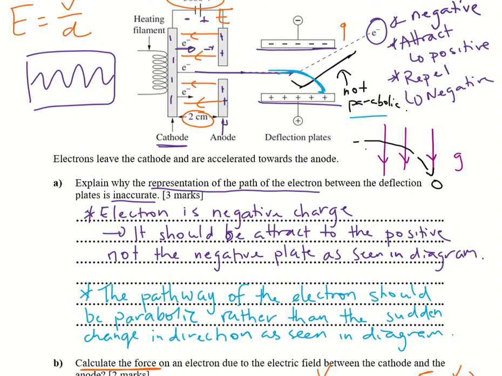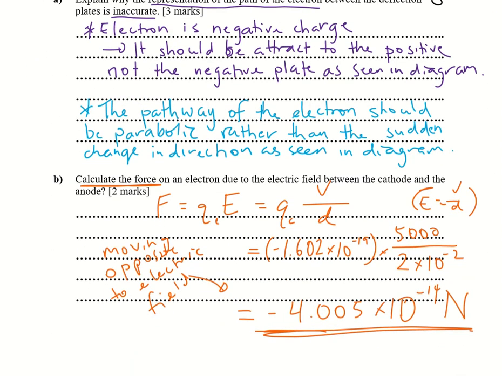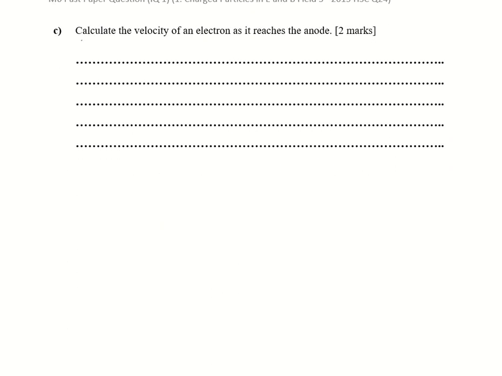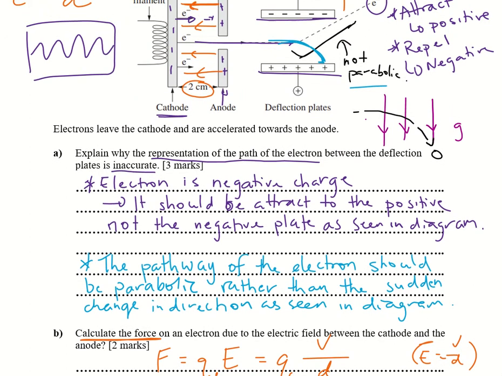Just to help you out, I'll show you the diagram again. The electric field is going from right to left on the page. The electron is going from left to right, so the opposite direction there. The next question we have is calculate the velocity of an electron as it reaches the anode. So let's just look at what the diagram says. The electrons are being released from our cathode and going towards our anode here.